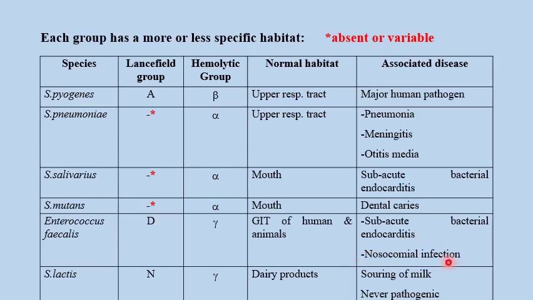We also mentioned it when we talked about Staph, that it causes diseases resulting from a stay in a hospital. So it is also one of the top organisms causing nosocomial infections. And finally, Streptococcus lactis, Lancefield group N, gamma hemolysis, no hemolysis. It is present in dairy products and causes souring of milk and it is never pathogenic. So we're going to deal with all these strains except, of course, Streptococcus lactis, it is not pathogenic, so we're not going to deal with it.